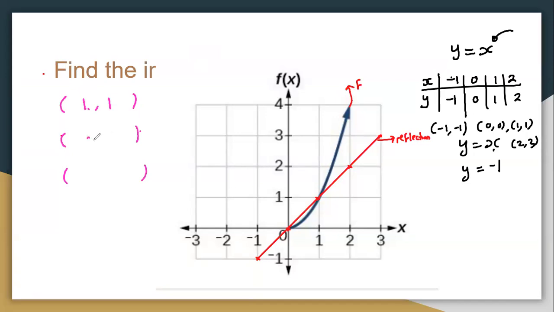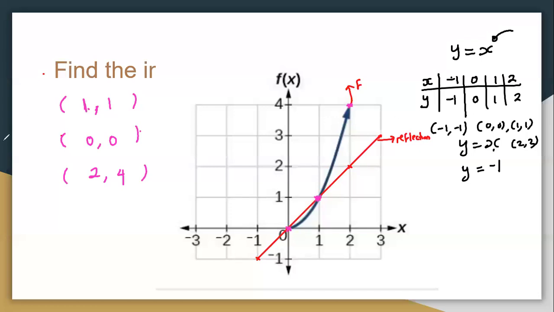Someone has given us 0 and 0. Good. So far we have 1 and 1, and 2 and 2. But 2 and 2 is not on the curve. It must be on this curve here they have drawn. 2 and 4. Very good. 4 and 4 is off. 2 and 4, very good. So members, you can notice that there is this point on the curve, there is this point on the curve, and there is this point that you can comfortably read.